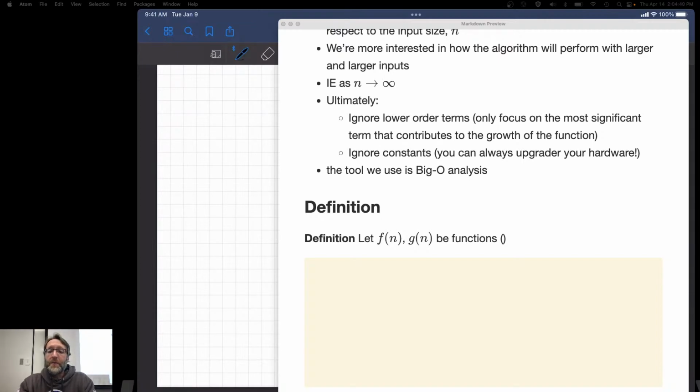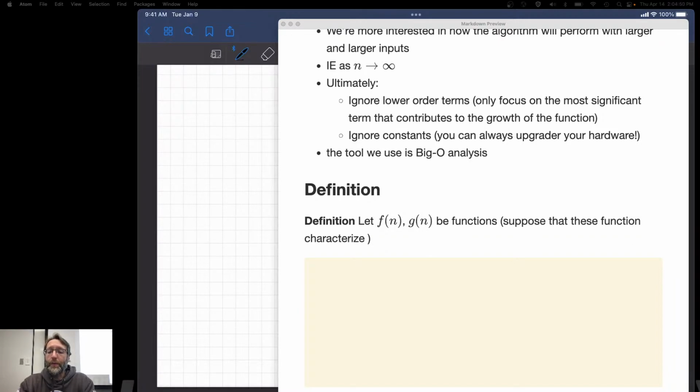So you can talk about these things as functions generally, but in our context, suppose that these functions characterize two algorithms, A and B. We are trying to set up a relative performance measure between these two algorithms, right? F is capturing the efficiency of A, and G is capturing the efficiency of B. And now we're going to say that one is better than the other, right?